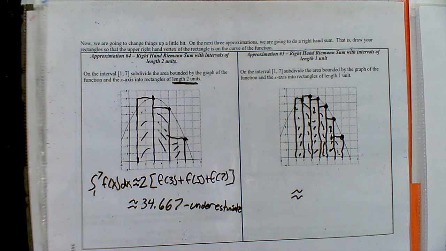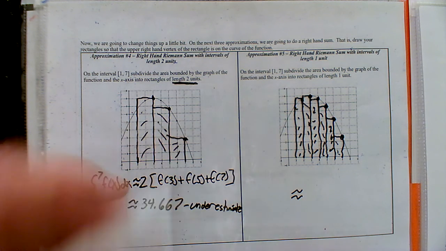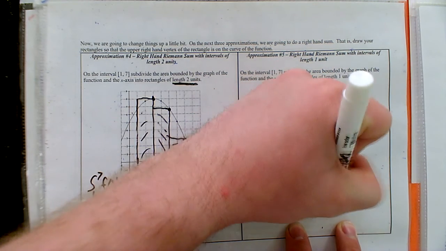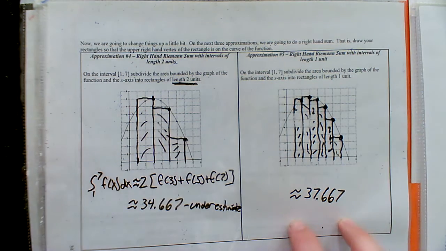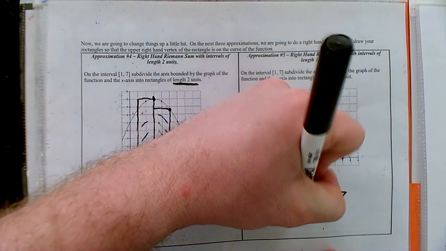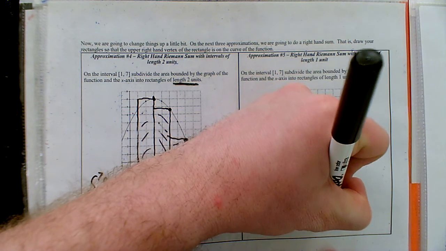I'm at 37.64. Really close. Rounding might have been a little different if you rounded each answer individually before you added them. I had 37.667. So as long as you're within a couple decimal places of that. Visually, look at it. Is this an over or underestimate? Under. Underestimate.